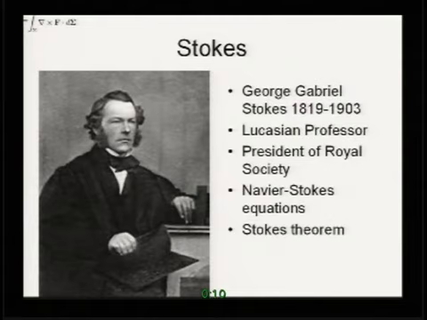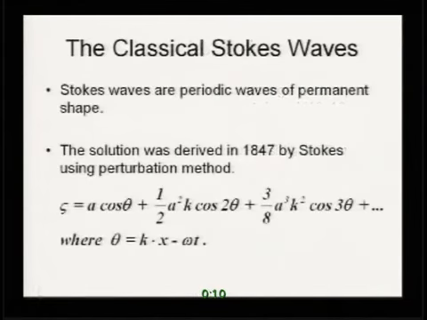Now his wave starts from that time. His wave is called the Stokes wave. The Stokes wave was derived in 1847. As I said, the basic form is cosine theta, then 2 theta, 3 theta, 4 theta, and so on and so forth, where theta is k dot x minus sigma t. This is a derived periodic wave.